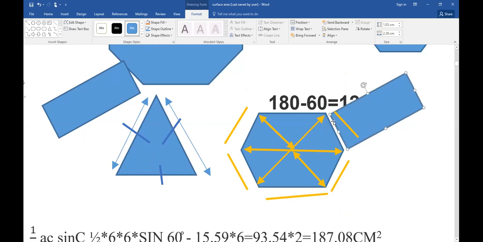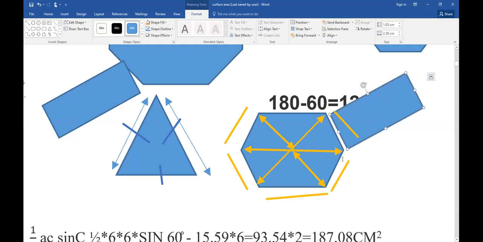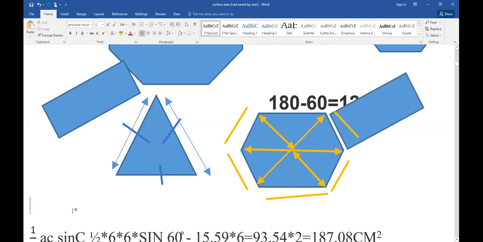So that means this one is 6 centimeters, and the length we were told in our original figure is 15 centimeters. So what I have here is simply a rectangle of 6 by 15. To find the surface area of the 6 rectangles, I say 6 multiplied by 15. That is for one rectangle. How many rectangles are there? 6. So what's going to be my answer? I say 6 times 15 times 6.